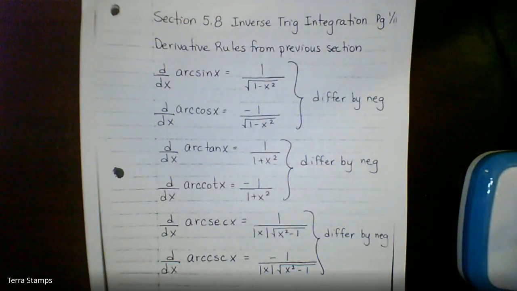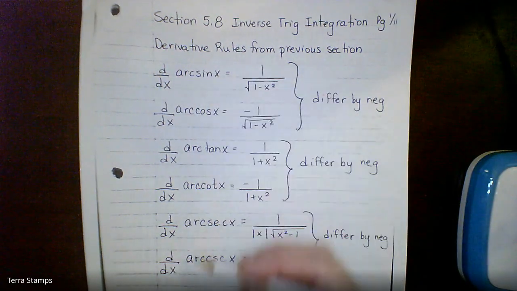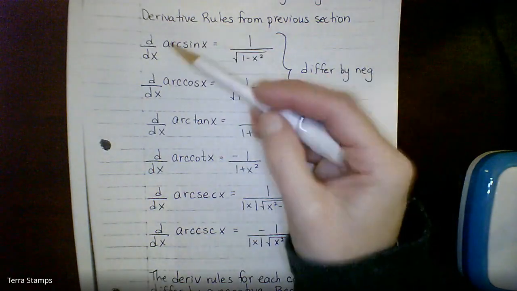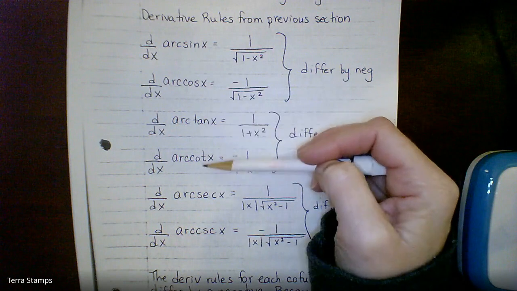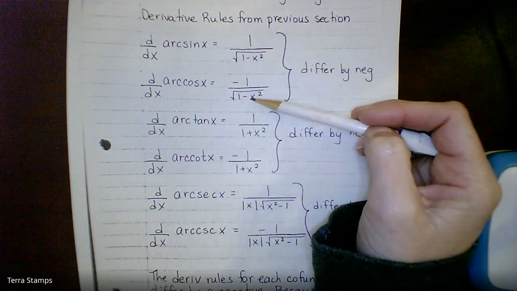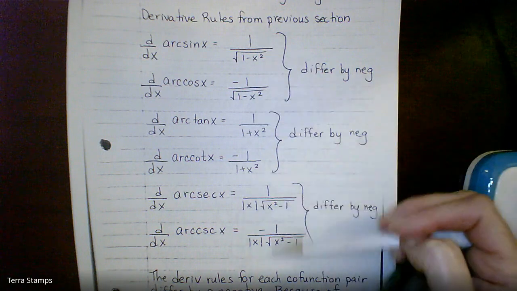Okay, so this is section 5.8 on inverse trig integration. From the previous section, we have our 6 derivative rules for these inverse trig functions. I've got them all organized here. If you'll notice, the cofunctions, like sine and cosine, tangent and cotangent, secant and cosecant, have derivative formulas that differ by just a negative sign.